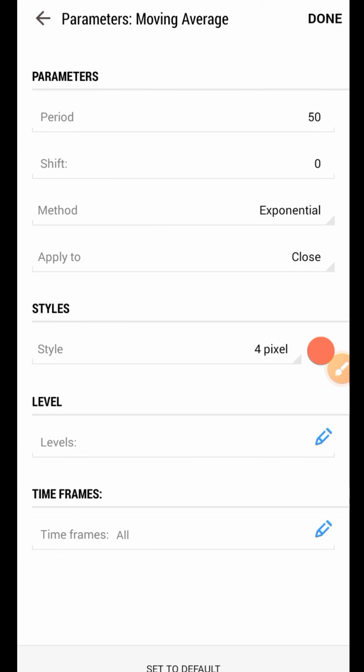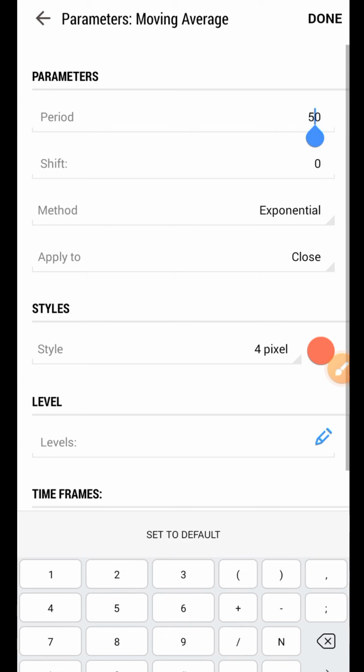So click on the moving average again. This time we are using 1 as our fast EMA. You understand? So we are using 1 as our fast EMA.